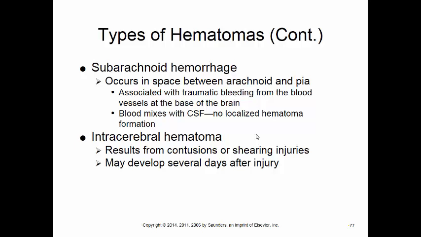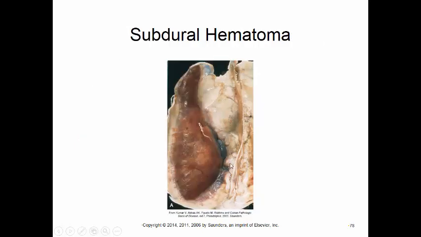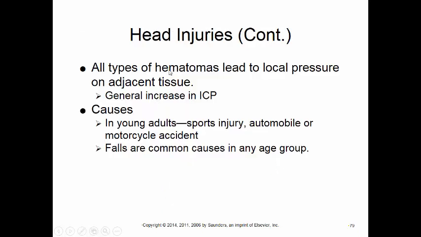And then the last one's intracerebral. This is actually in the brain tissue, and it often results from contusions or shearing injuries, and the symptoms may develop several days after injury. Here's a subdural hematoma. All types of hematomas lead to localized pressure in the adjacent tissue, and overall a general increase in intracranial pressure.